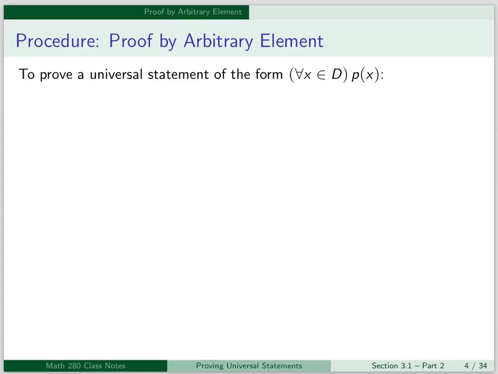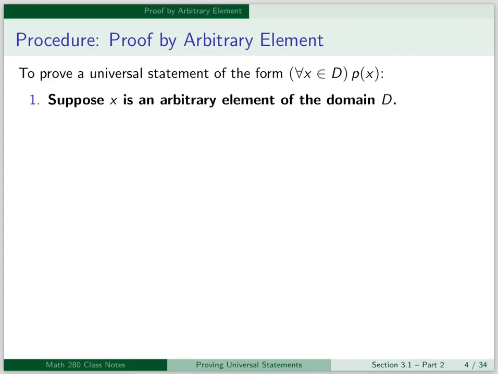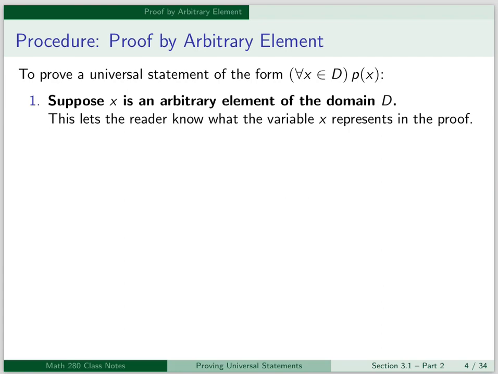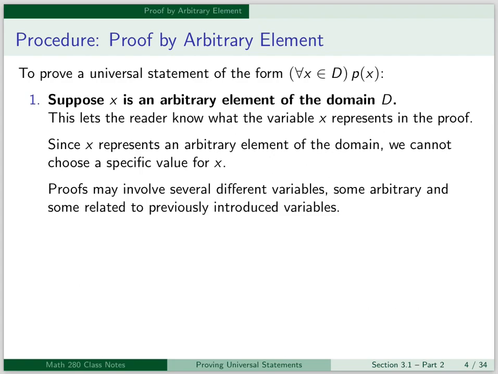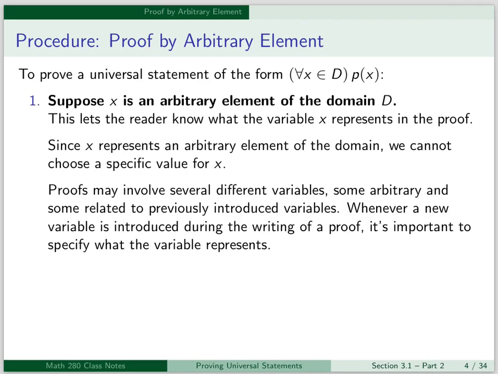Here's the procedure. To prove a universal statement of the form for all x in D, p of x, our first step is to suppose x is an arbitrary element of the domain D. This lets the reader know what the variable x represents in the proof. Since x represents an arbitrary element of the domain, we cannot choose a specific value for x. Proofs may involve several different variables, some arbitrary and some related to previously introduced variables. Whenever a new variable is introduced during the writing of a proof, it's important to specify what the variable represents.